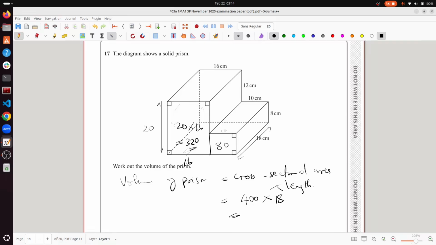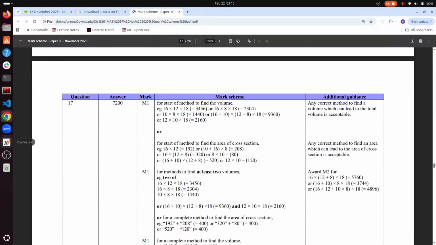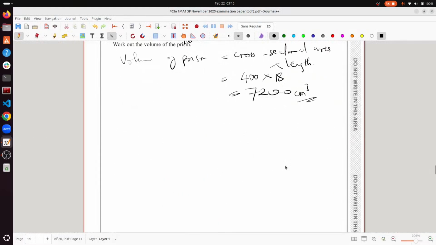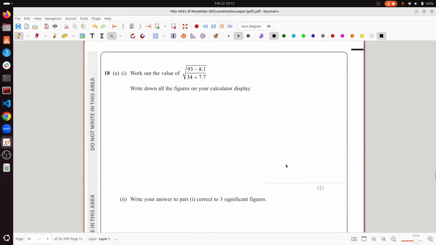that gives me the volume of the prism, and that is 7,200 cm cubed. Now with that kind of question, there will be several ways of solving it, but this is my way of solving it.